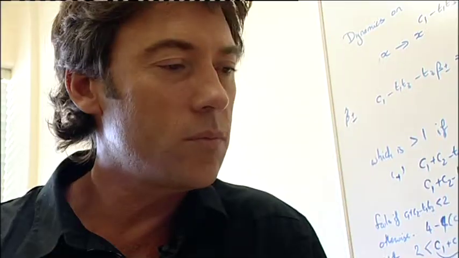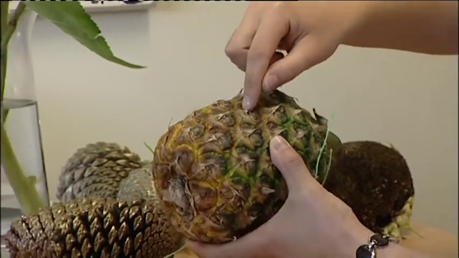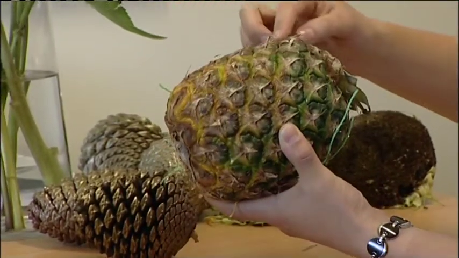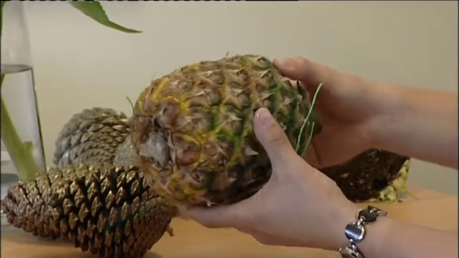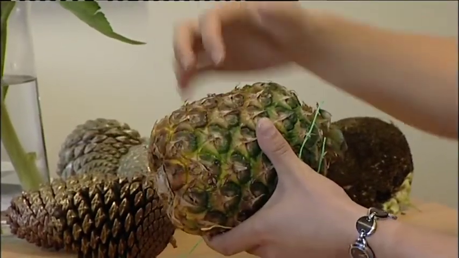You can see on the pineapple, the surface is covered in these little kind of diamond shapes. And if you look over the surface of the pattern and look where the diamonds are, they sort of form a spiral. They're lined up in lines that form a spiral around the surface of the pineapple. And so what I want to do is count the number of these spirals that go around the pineapple.